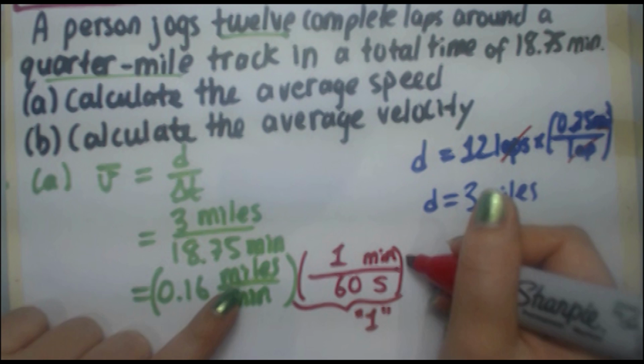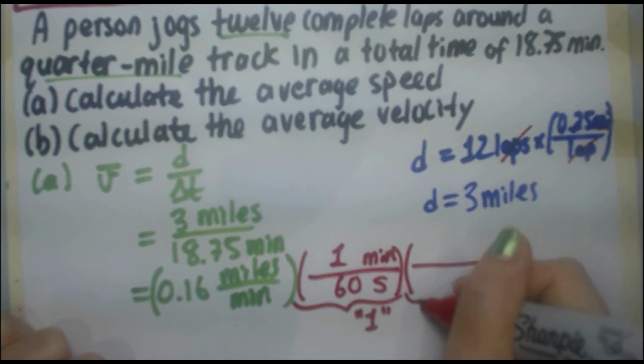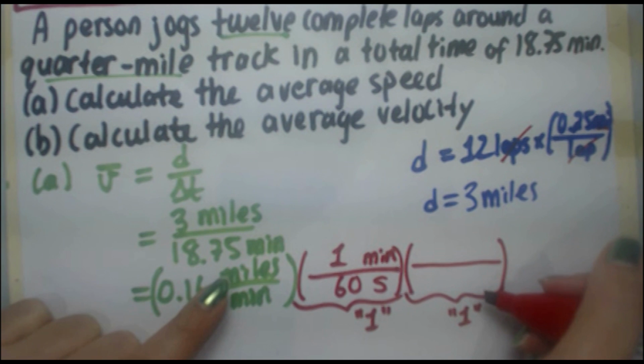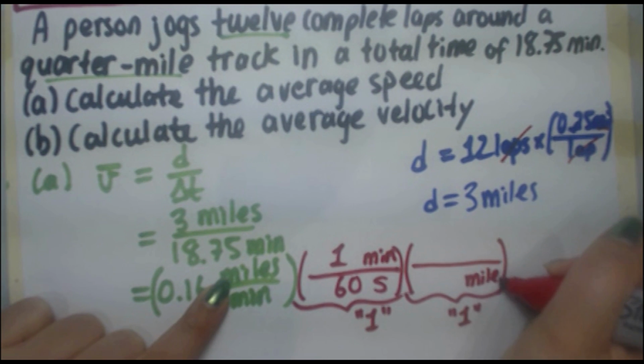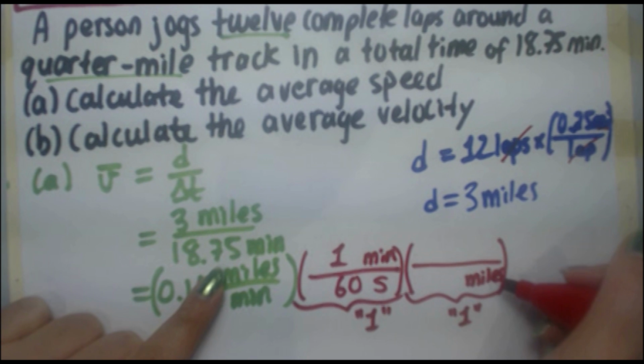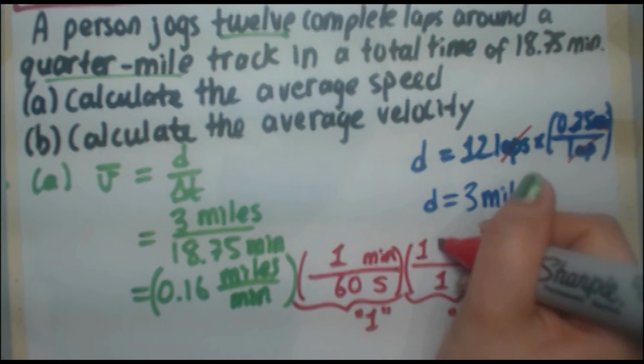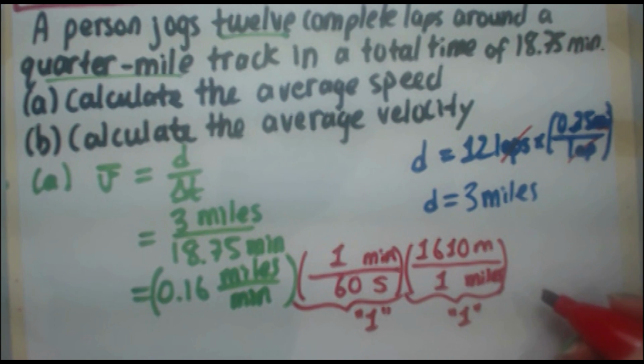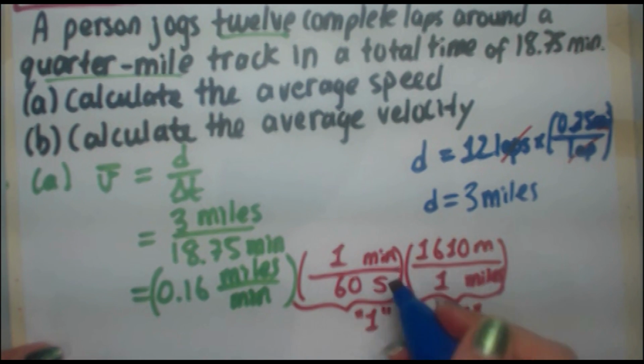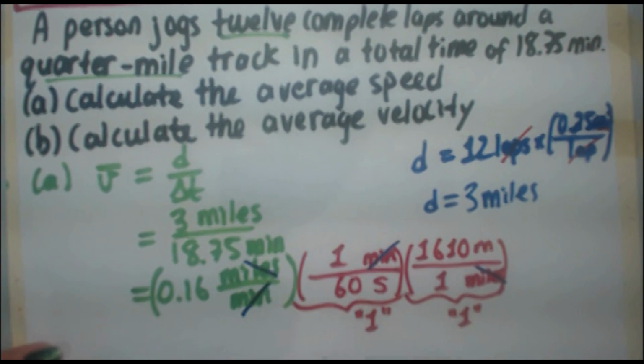Next, we're trying to get rid of the miles, so let's set up another multiply by 1. We're trying to get rid of miles, so we put miles on the bottom, and we're trying to get the unit of meters, so we put meters on top. Now, if you don't already know this, 1 mile is 1,610 meters. So in fact, our minutes are going to cancel, our miles are going to cancel, and we're left with meters over seconds. So what this calculation becomes is 0.16 times 1,610 divided by 60.